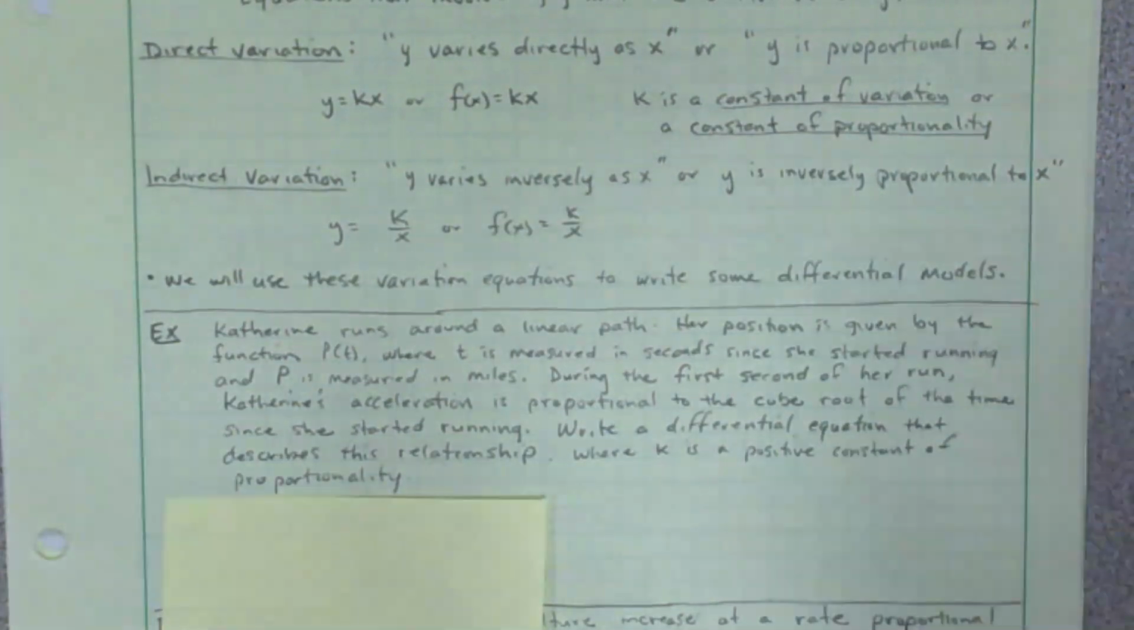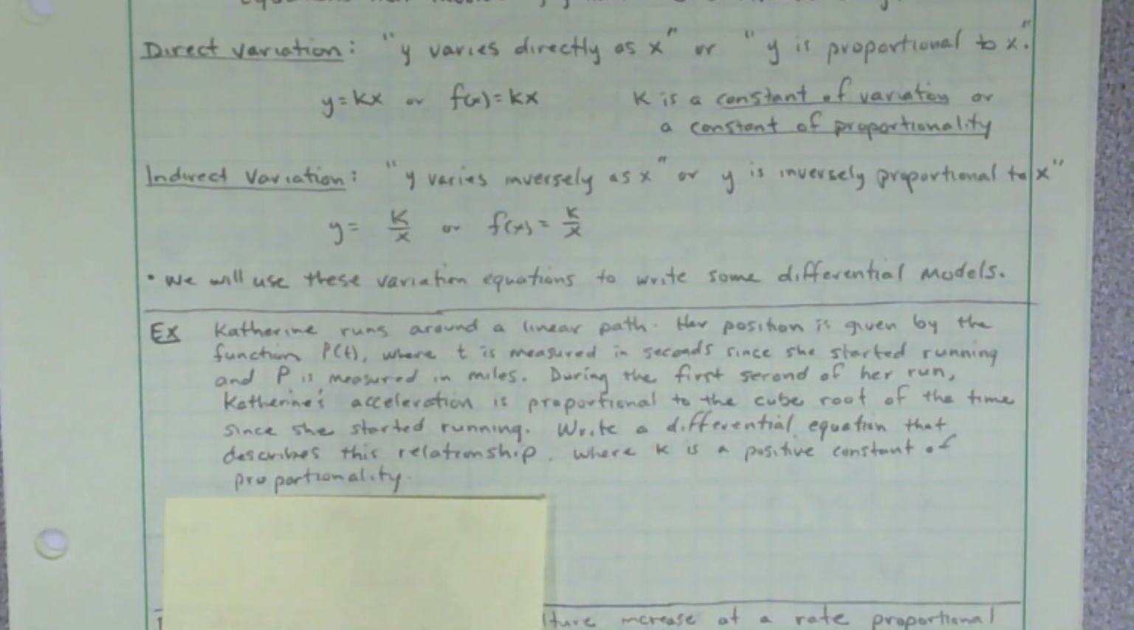Catherine runs along a linear path. Her position is given by the function p of t, where t is measured in seconds since she started running, and p is measured in miles. During the first second of her run, Catherine's acceleration is proportional to the cube root of the time since she started running. Write a differential equation that describes this situation, where k is a positive constant of proportionality.